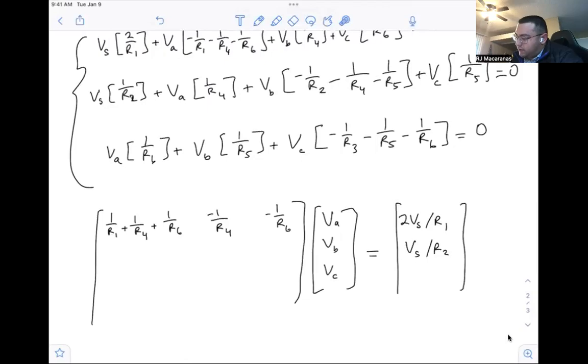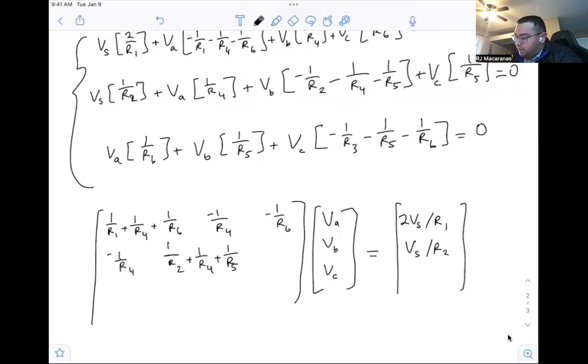And we've got 1 by R4, right? I'm going to move all these over to the other side of the equal sign. So we've got 1 by R4. We've got negative 1 by R4 because we moved it over. We've got 1 by R2 plus 1 by R4 plus 1 by R5.